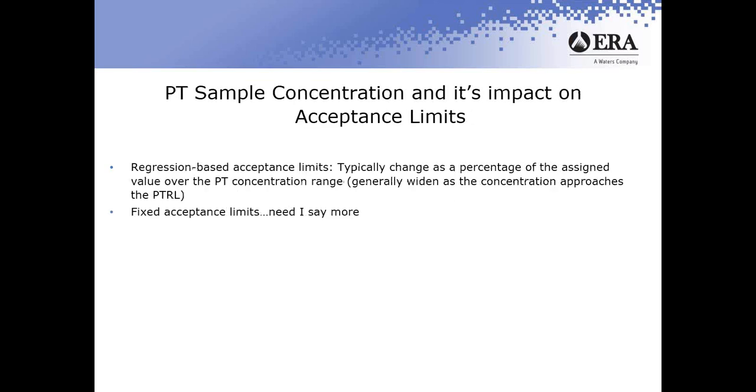PT sample concentration and its impact on acceptance limits. This is a pretty important one here. Where you have regression-based acceptance limits, typically the acceptance limits will change as a percentage of the assigned value over the PT concentration range. And generally speaking, they'll widen as the concentration approaches the lower end of the concentration range or the PTRL.